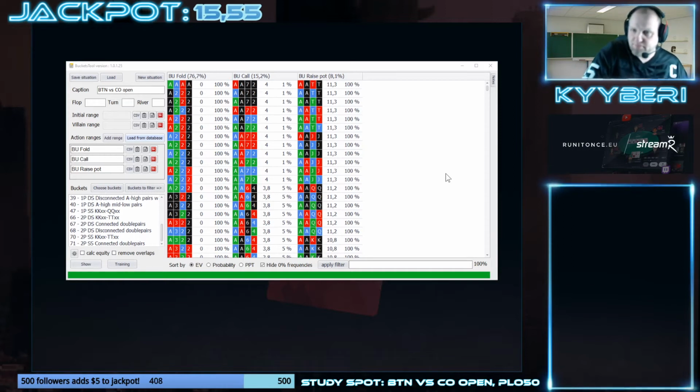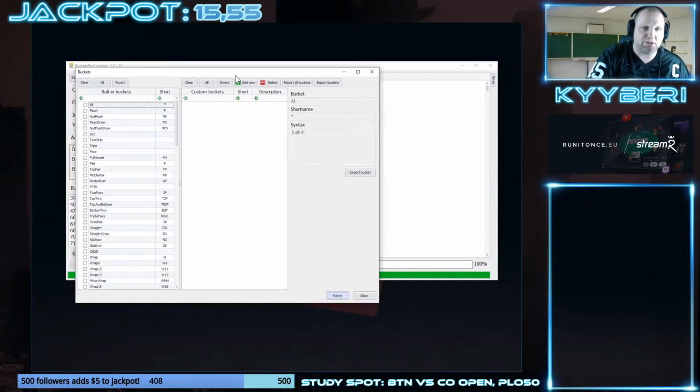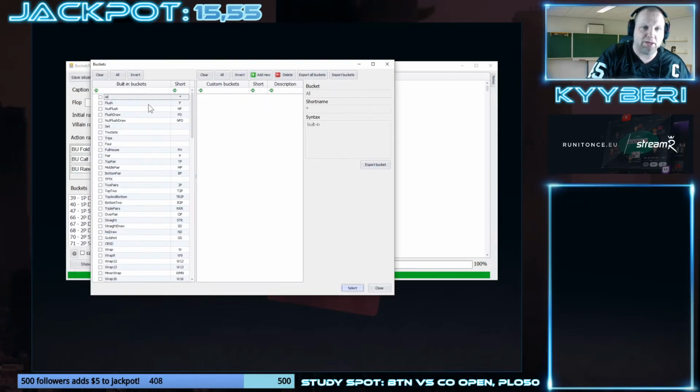And today we're focusing on preflop. What you do with Bucket Tool is you create a situation, you load ranges, and then you can explore those. And if you have just a Monker viewer or solver, it shows you the whole strategy. And the great thing, or the greatest thing in my mind, is that with Bucket Tool, you can select buckets.